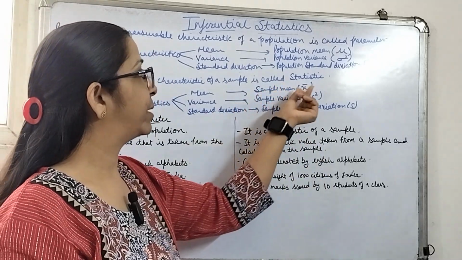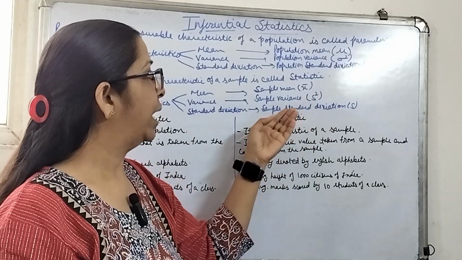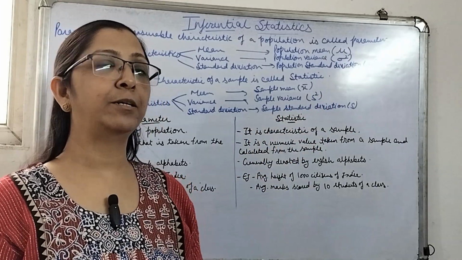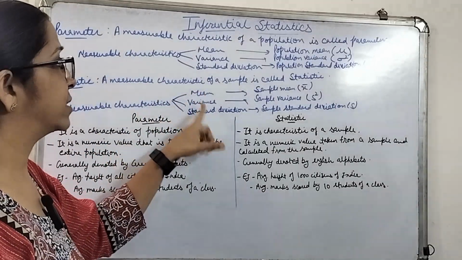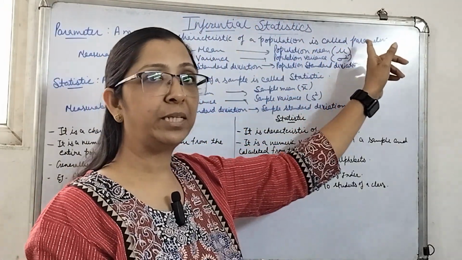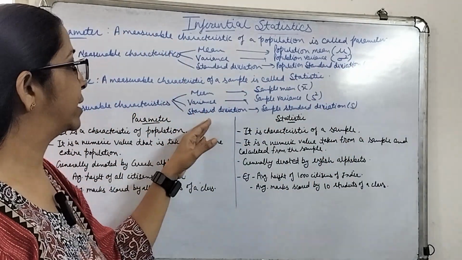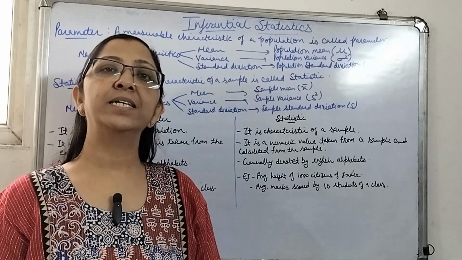Population mean is represented by mu, population variance is represented by sigma square, and population standard deviation is represented by sigma. Similarly, if measurable characteristics like mean, variance and standard deviation are calculated for a sample, they are known as sample mean, sample variance and sample standard deviation, and together they are known as statistics. Sample mean is represented by x bar, sample variance by S square and sample standard deviation by S. That simply means whenever measurable characteristics are measured for the whole population, they are termed parameters, and when measured for a sample, they are termed statistics.